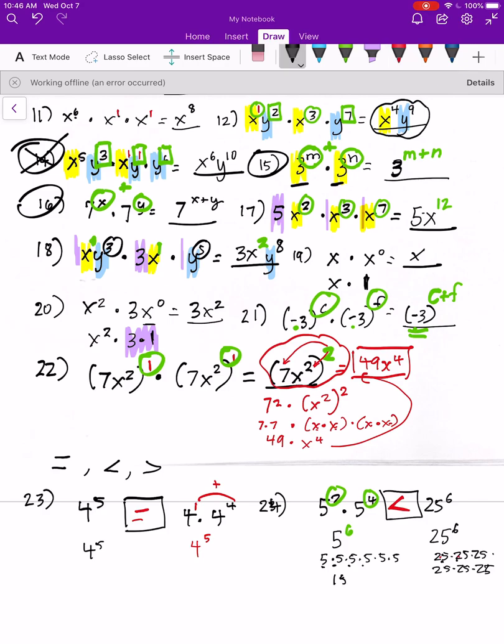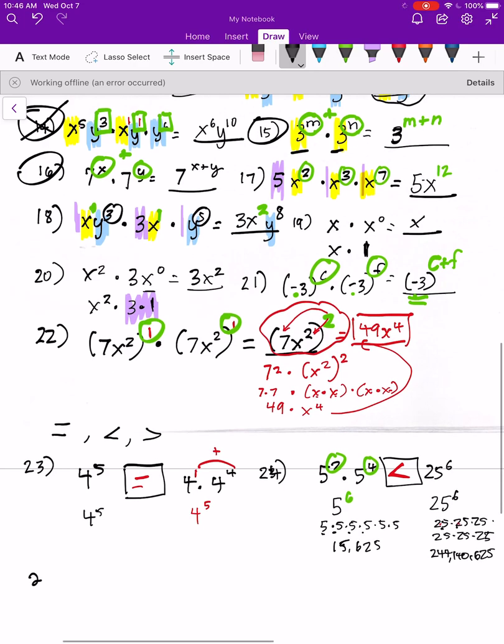This is like 15,625. This is like, I don't know, 244 million. Well, by golly, it's definitely a lot bigger. Okay? And then one more, 25.